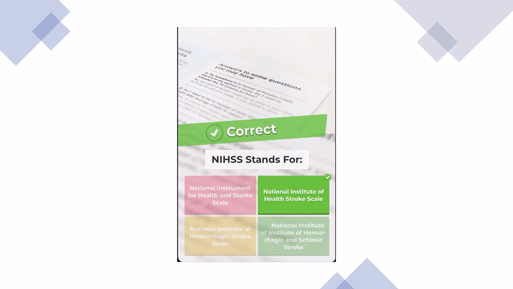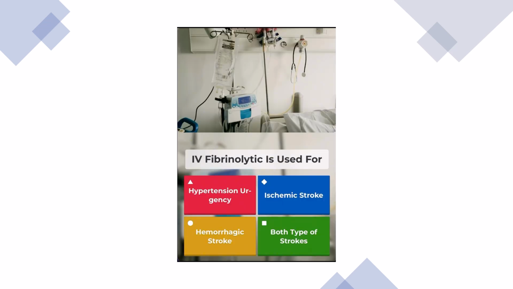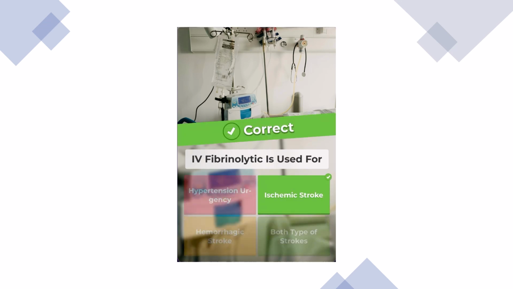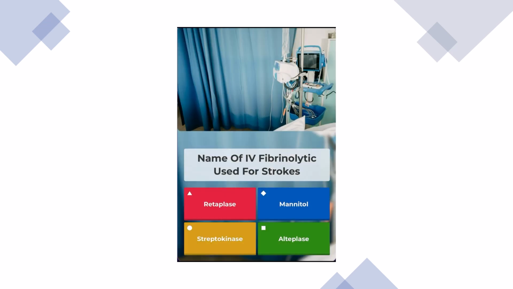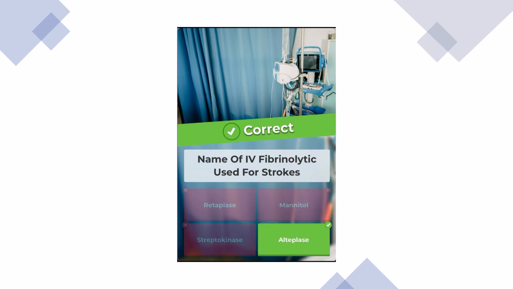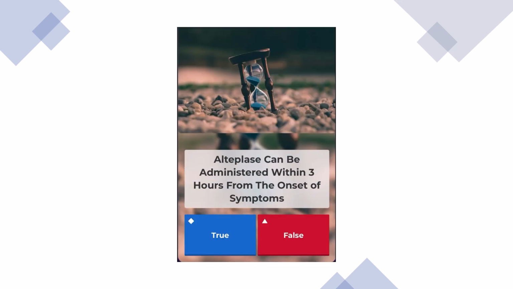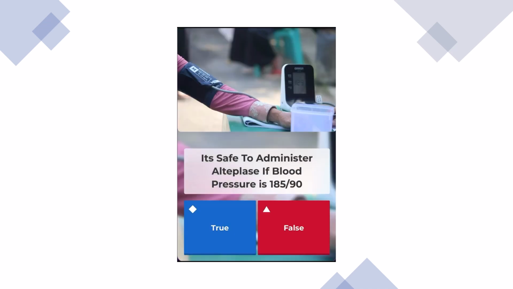The answer is B. IV fibrinolytic is used for A. Hypertension urgency, B. Ischemic stroke, C. Hemorrhagic stroke, or D. Both types of strokes. The answer is B. Name of the IV medication used for ischemic strokes. The answer is D. Alteplase. True or false? Alteplase can be administered within 3 hours from the onset of symptoms. The answer is true. True or false? It's safe to administer Alteplase if blood pressure is 185/90.